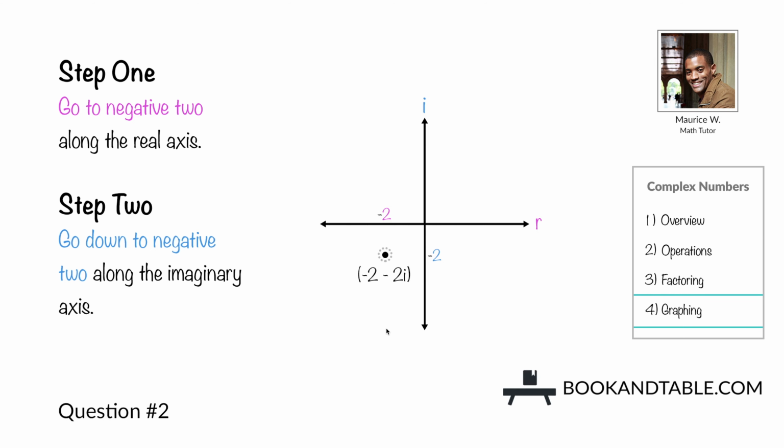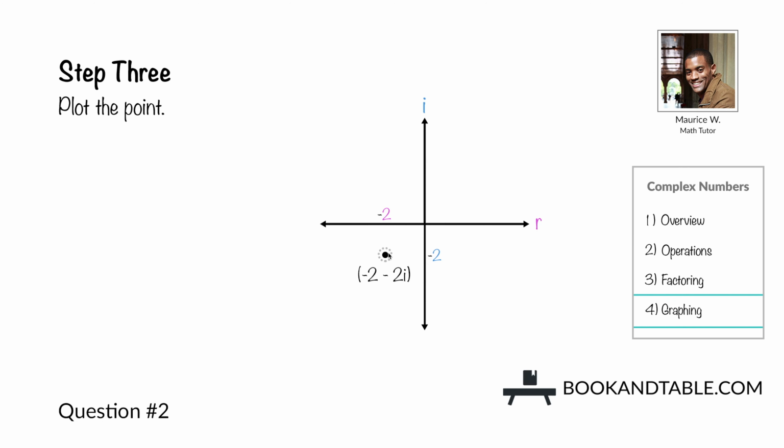Question number 2, we were asked to plot -2 minus 2i. Step 1, go to -2 along the real axis. Step 2, go down to -2 along the imaginary axis, and then plot the point. So this point here would represent the complex number -2 minus 2i.